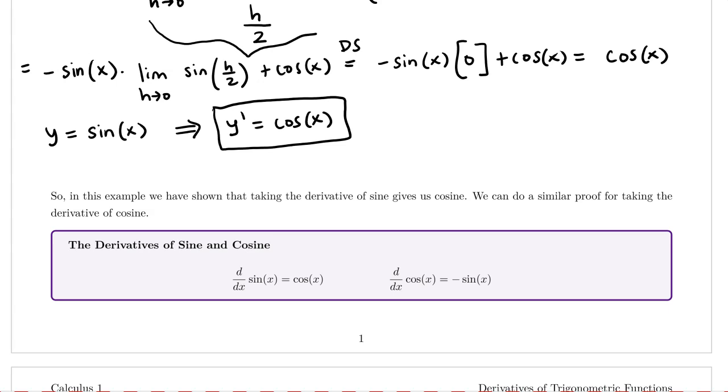In this example, we have shown that taking the derivative of sine gives us cosine. We can do a similar proof for taking the derivative of cosine. So in general, the derivative of sine of x is equal to cosine of x, and the derivative of cosine of x is equal to negative sine of x. This is going to come in handy.